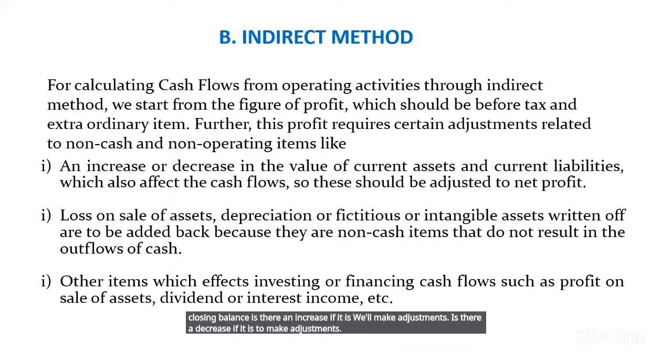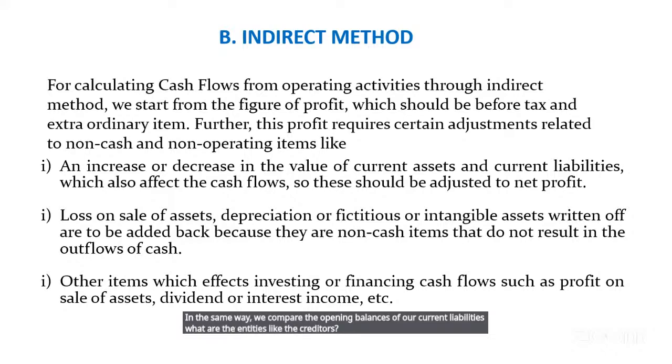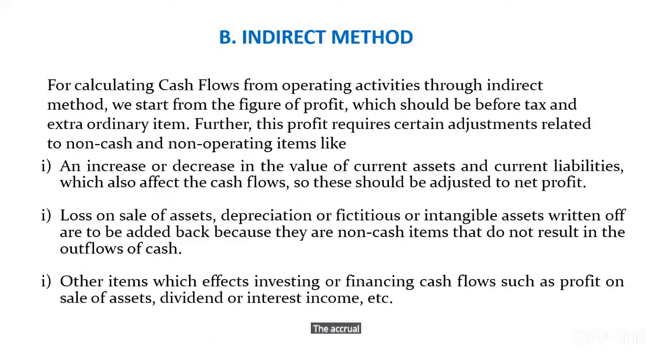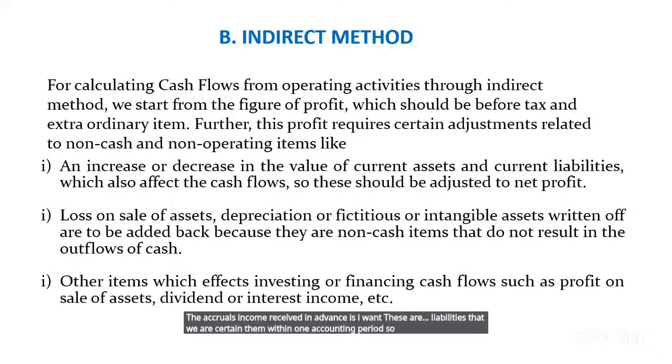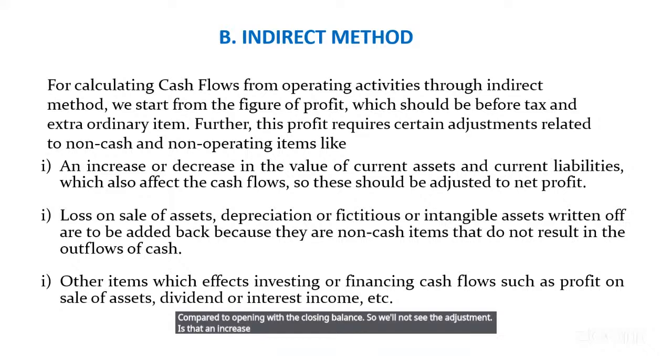In the same way, we compare the opening balances of our current liabilities. What are they? Things like the creditors, the accruals, income received in advance. These are liabilities that we are settling within one accounting period. So we compare the opening with the closing balance. So we'll now see the adjustment. Is that an increase or a decrease? If there's an increase or a decrease, we'll make the adjustment appropriately, just like we discussed in the last period.